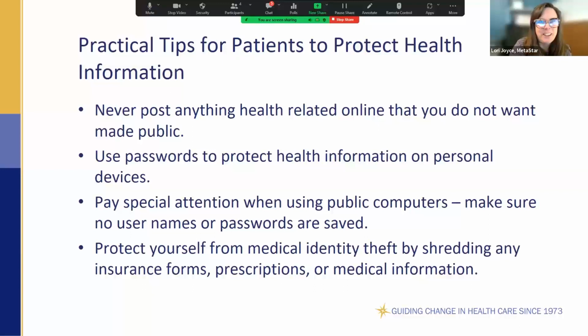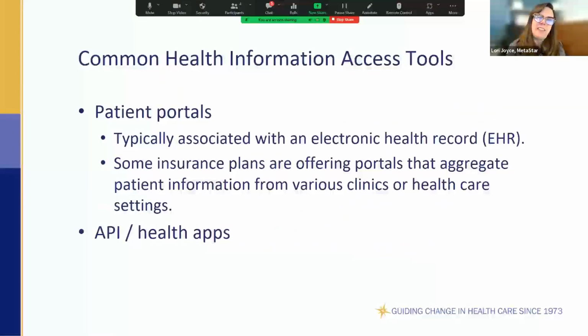And then moving on, some common health information access tools where patients can really do things themselves would be through patient portals as well as application programming interfaces, or APIs. And I'm going to start with patient portals.